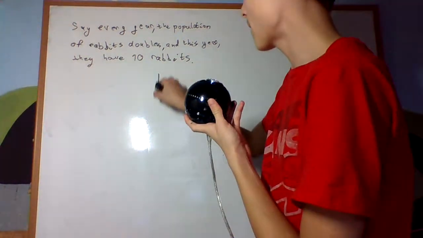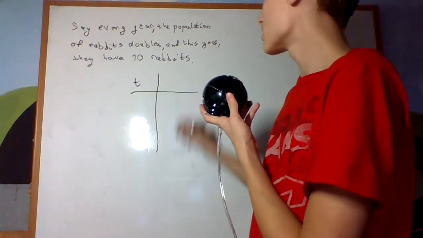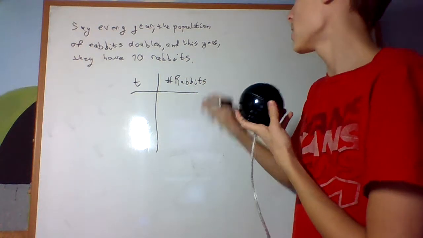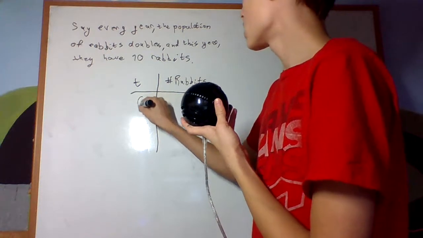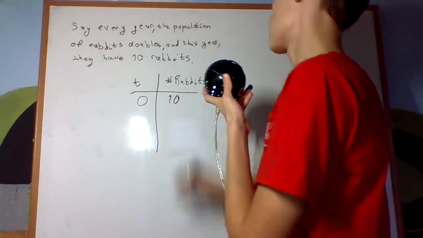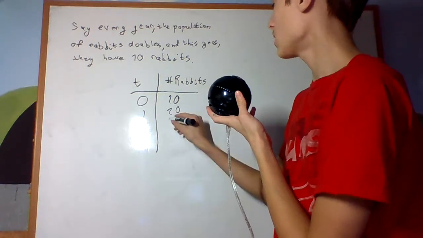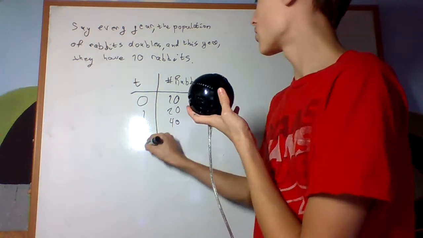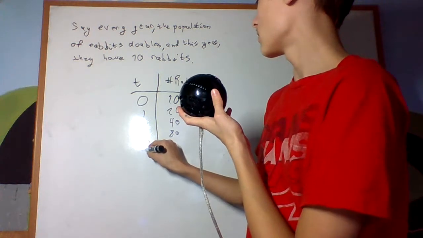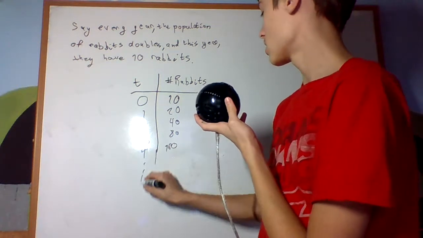Well, let's map out an input and output table. This is our time t in years, and this is our number of rabbits. Okay? So, in the 0th year, right when we start, there's 10 rabbits. After the first year, it doubles and we get 20 rabbits. After the second year, it doubles again and we get 40 rabbits. 3 years, we get 80 rabbits. Then, fourth year, we get 160 rabbits, and so on.